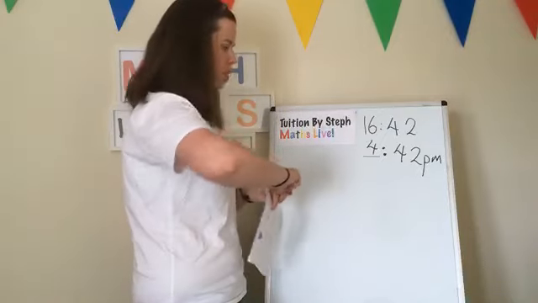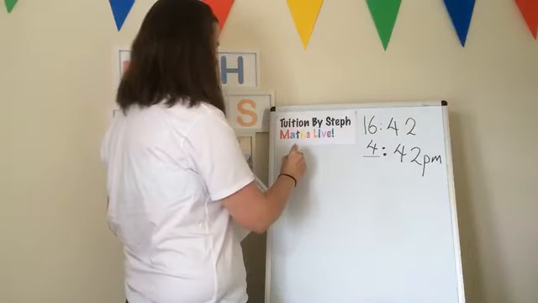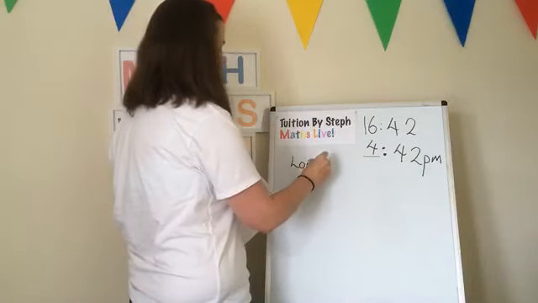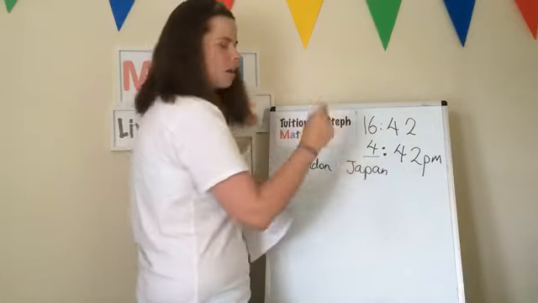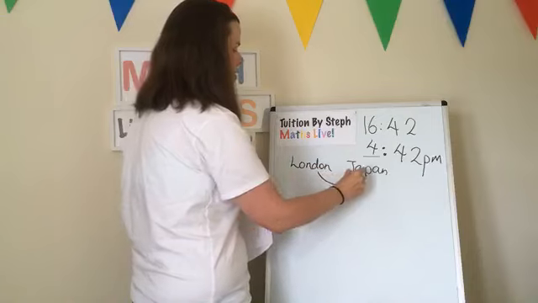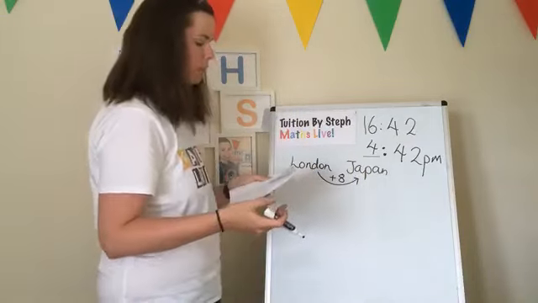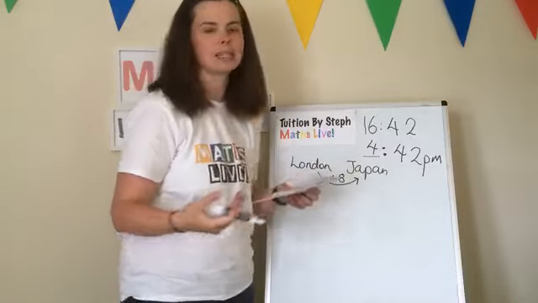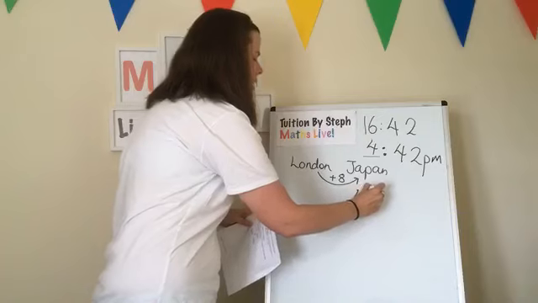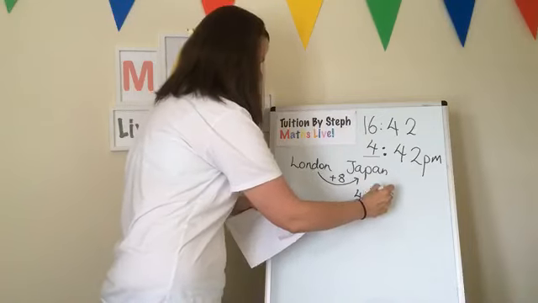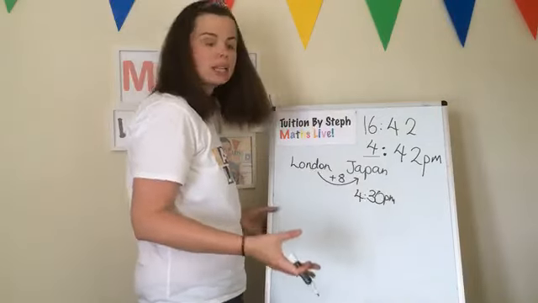And the last question, again from last week, Japan is 8 hours ahead of London. It's 8 hours ahead for what? So whatever time it is in London, you need to add on 8 hours. And it gives you an example. If it's 3 p.m. in London, it is 11 p.m. in Japan. So when it is 4:30 p.m. in Japan, what time is it in London?